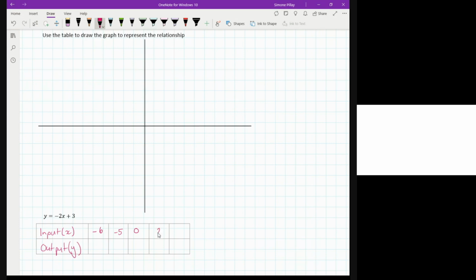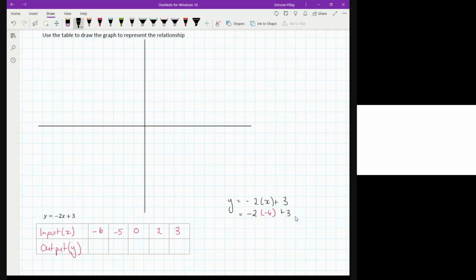2 and 1, 2 and 3. Okay, 2 and 3. Yes, ma'am. Now let's calculate them. So my equation is that y is equal to negative 2x plus 3. Let's substitute. When my x is going to be -6, what are we getting as the answer, you guys?